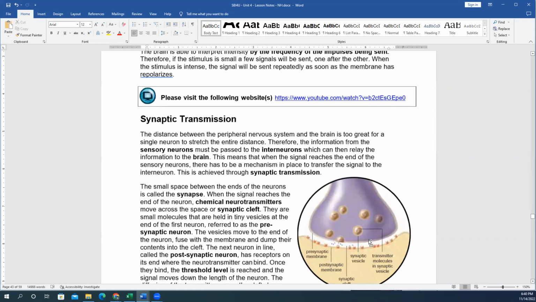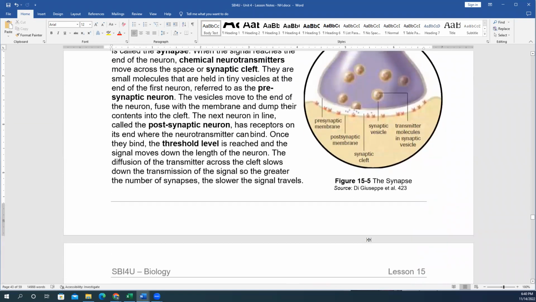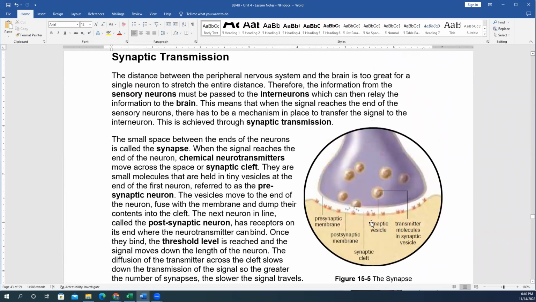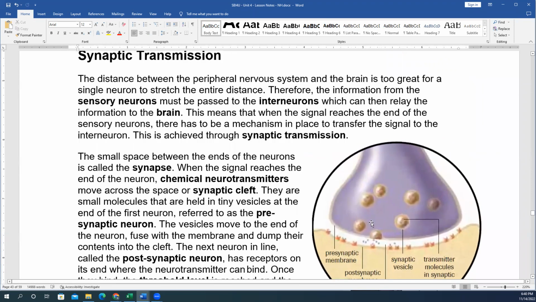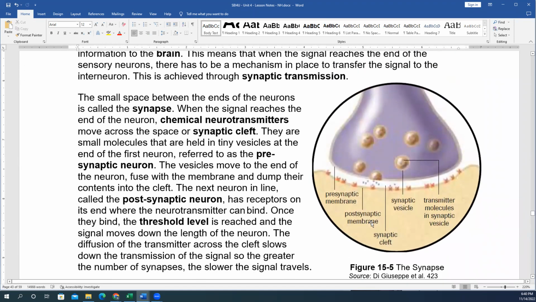Let me just zoom in for you. This is a diagram that I've got directly from your grade 12 Nelson biology textbook. So these presynaptic vesicles will fuse with the membrane here and really deposit or empty their contents into this space, into this synaptic cleft.